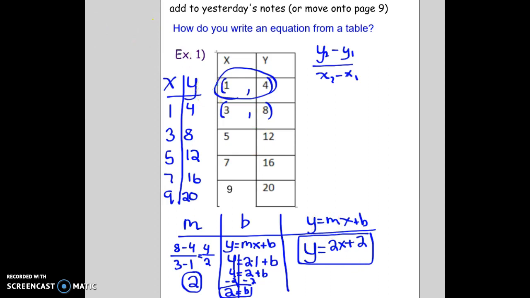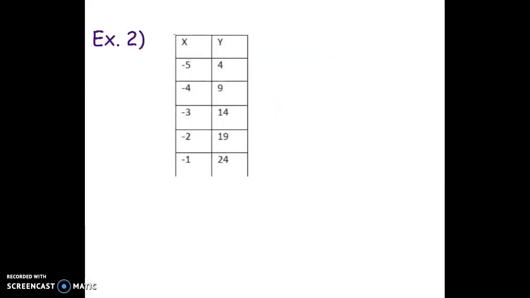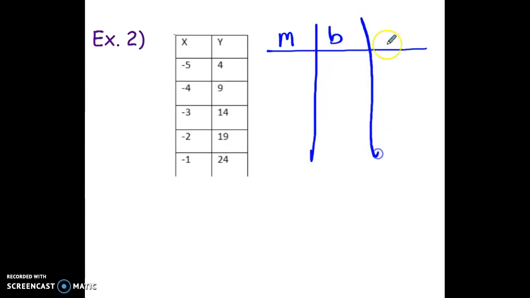So let's look at the next one. We're going to do the same thing. Slope, y-intercept, and then we're going to end with our equation.